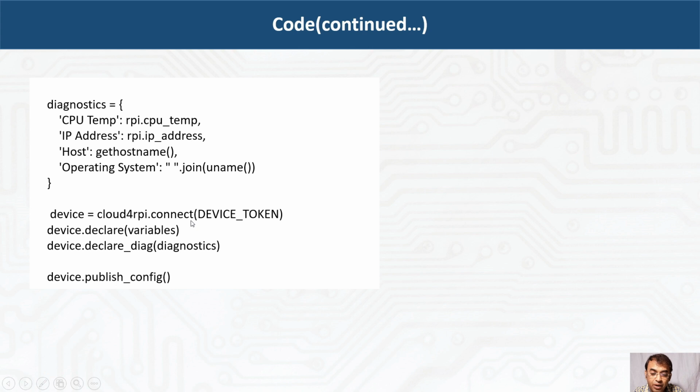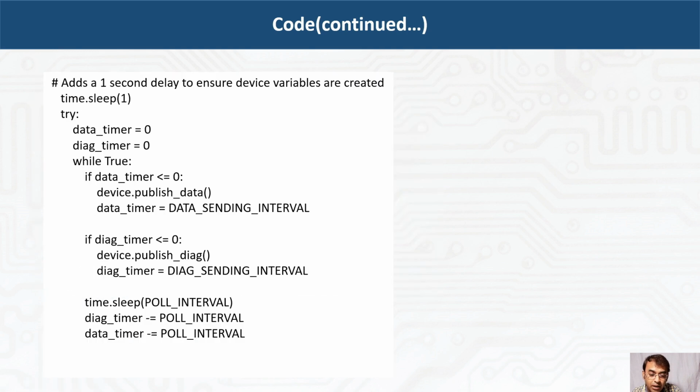So guys, already I told you, subscribe and publisher protocol, MQTT. Just guys, you can see this is the device publish, sending the data. Okay, so that is the main thing. Guys, you can see this, we are actually using different intervals also. Adds 1 second delay to ensure device variables are created, because I have used time.sleep(1).